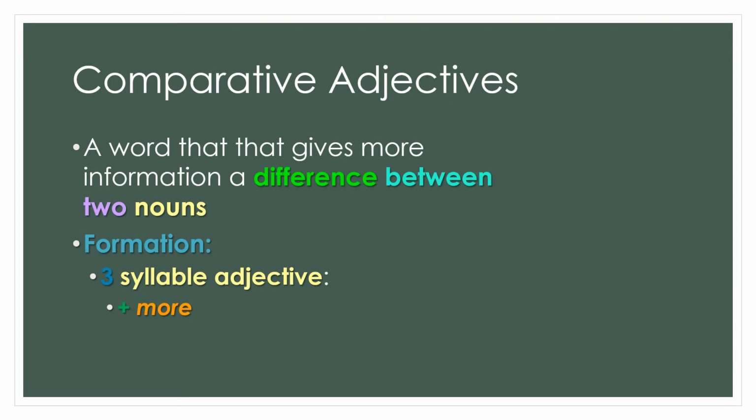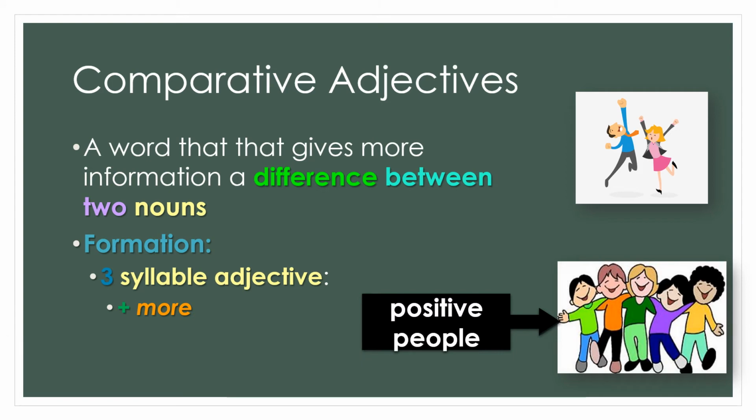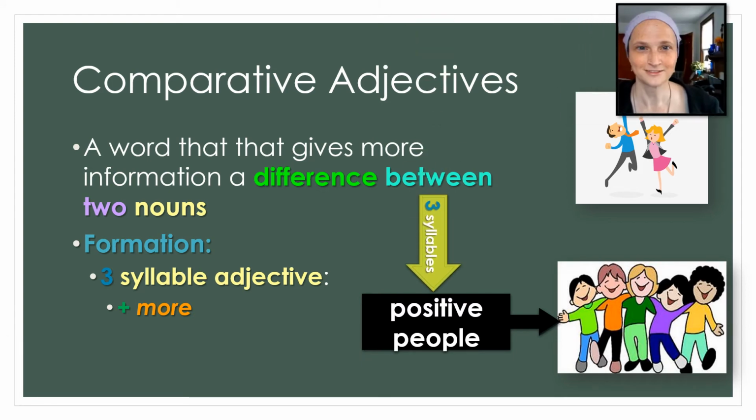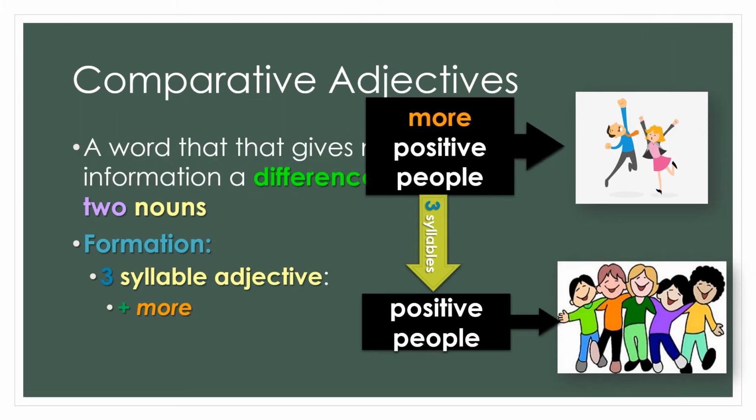Another example, positive people. Positive, three syllables. To make positive a comparative adjective, you add the word more. These are more positive people than the other people.